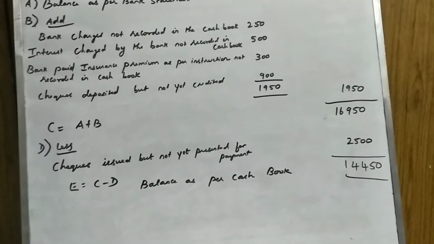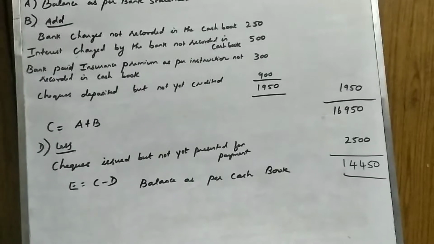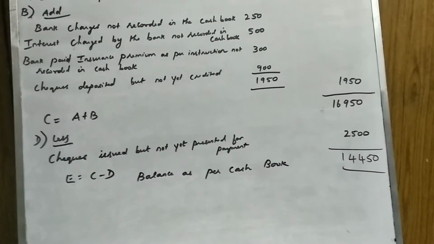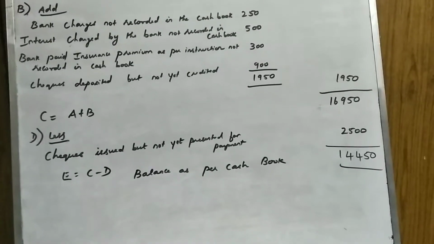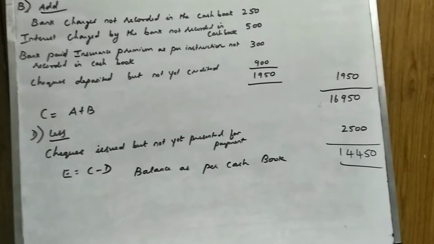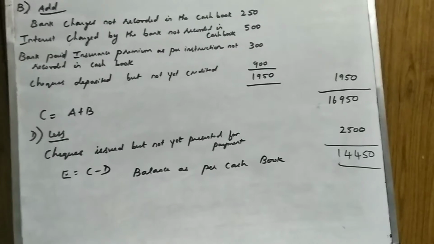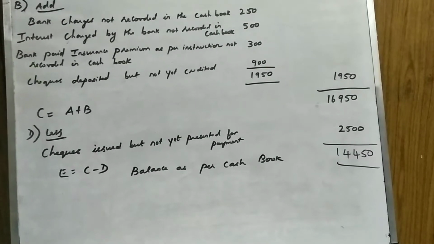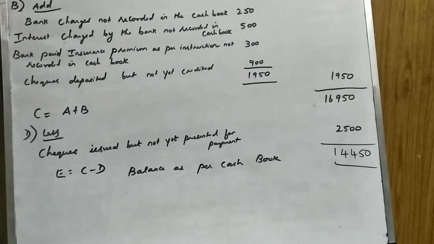250 must be added. Then interest charged by the bank not recorded in cash book. So interest charged has been deducted already from our account. Bank balance is less, but we didn't record this in the cash book. Cash book is more. Cash is more, bank balance is less. So any adjustment to be made has to be done only on the bank balance side. Add it up, 500.